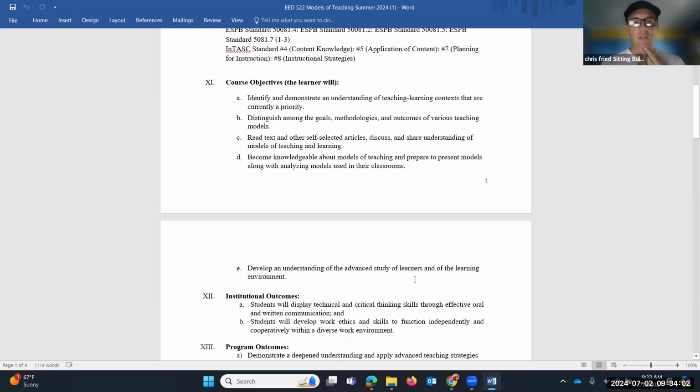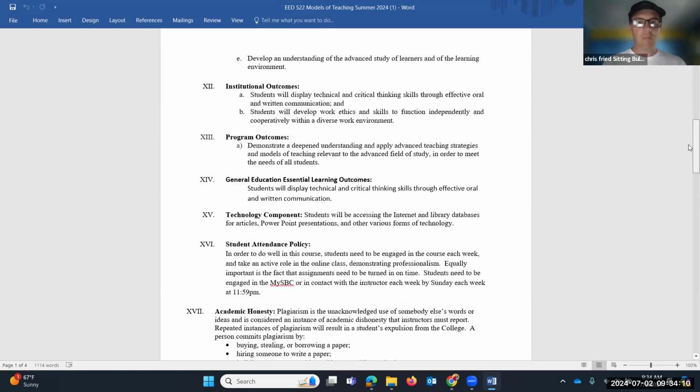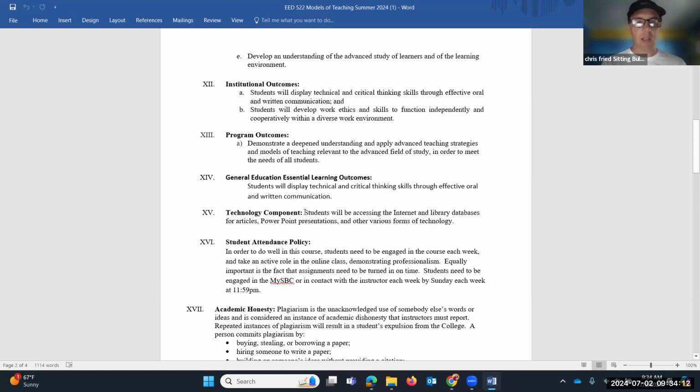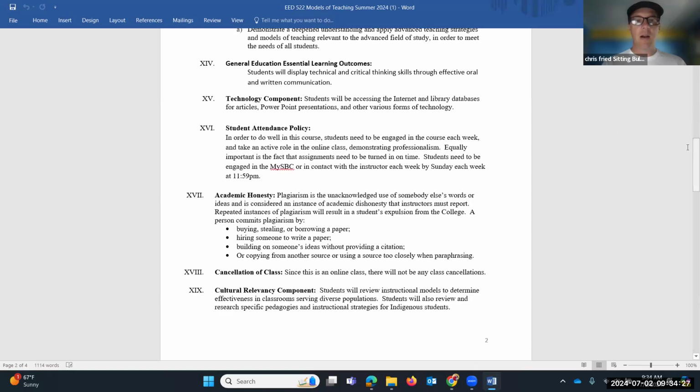Develop an understanding of the advanced study of learners and of the learning environment. So there's 5 of them there. Of course, this is an online class. So for technology components, we'll be doing a lot of stuff with technology as we normally have in all of our classes. Attendance policy is the same.